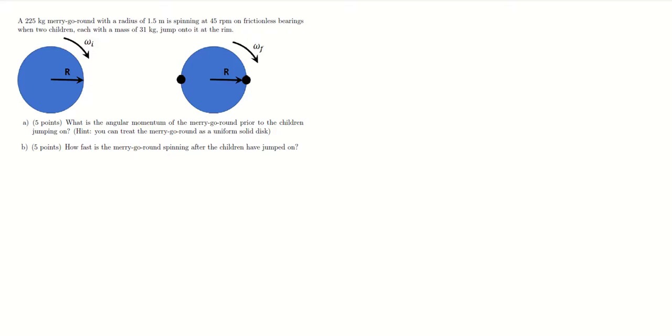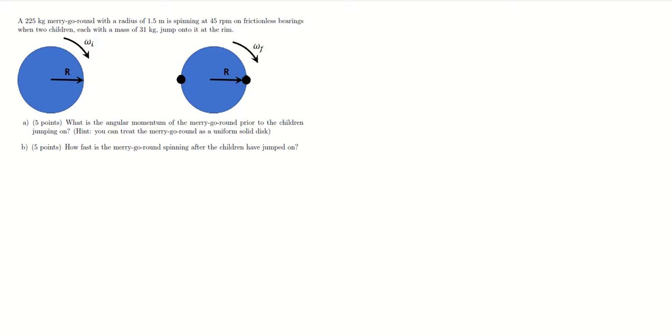You have a 225 kilogram merry-go-round with a radius of 1.5 meters spinning at 45 revolutions per minute on frictionless bearings. And then two children, each weighing 31 kilograms, jump onto it right at the edge of that merry-go-round and hold on. And the question essentially boils down to, how fast are they moving after they jump onto it? But I've split it up into two parts. Part A, what is the angular momentum of the merry-go-round prior to the children jumping on? And then how fast are they spinning afterwards?